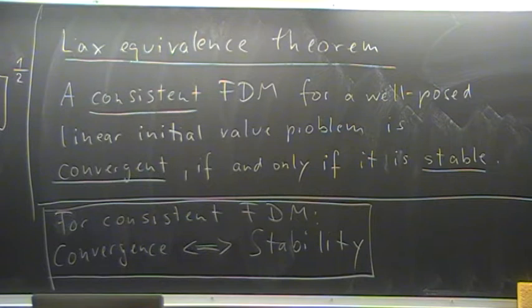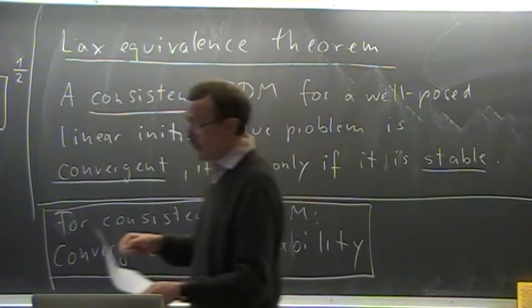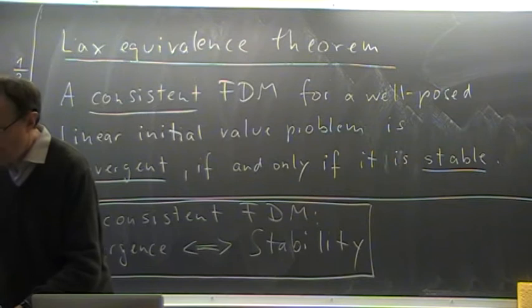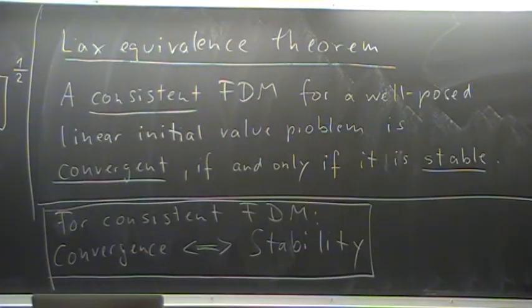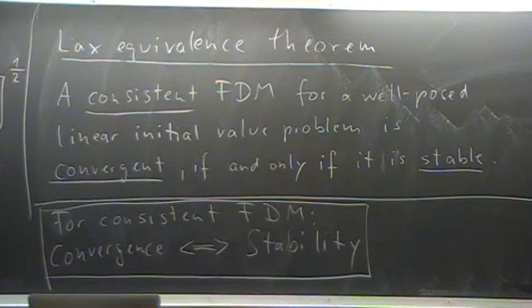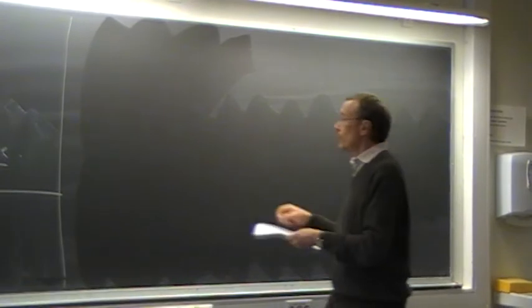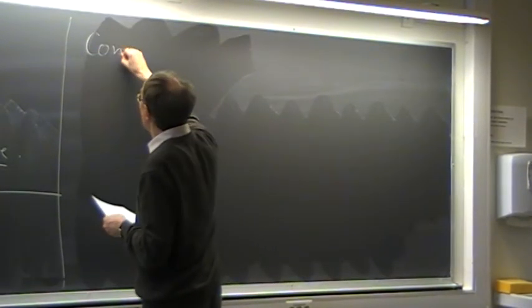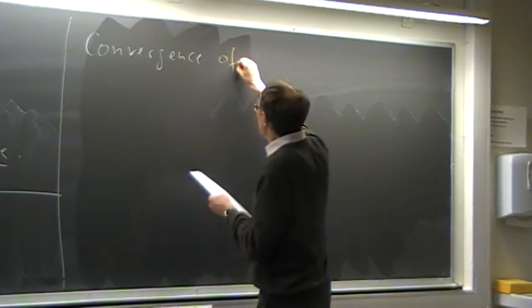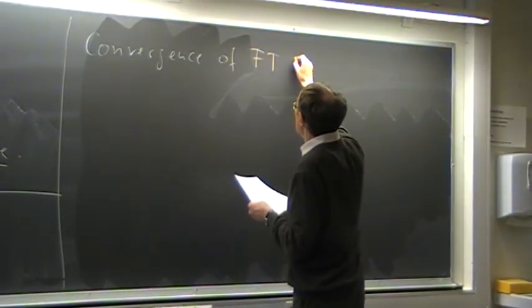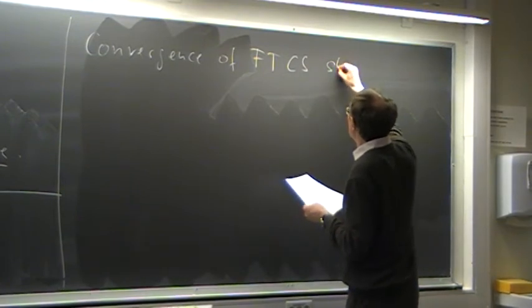Okay, so let us do that for the forward time-centered space scheme. So look now for the convergence of the FTCS scheme.